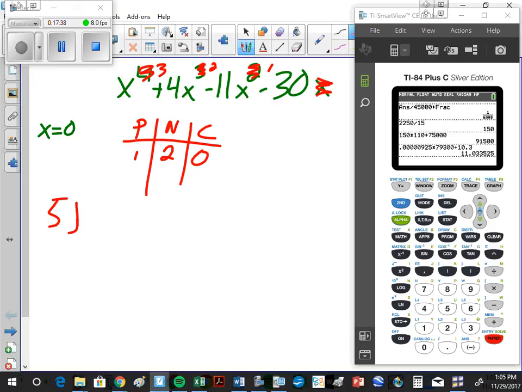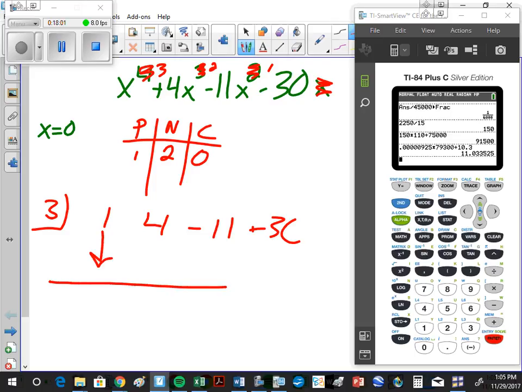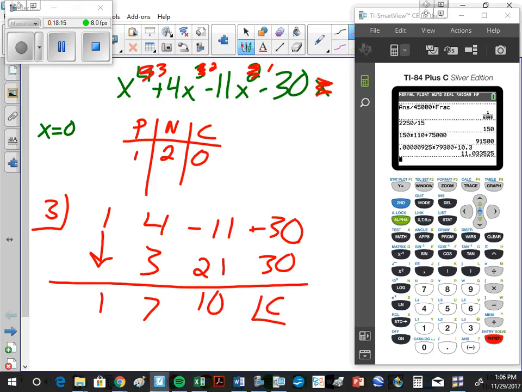5. Put 5 in the box. 1, 4, negative 11, negative 30. 1, 5, 9, 45. What do you think? Not going to work. All right, let's try 3. 1, 3, 7, 21. That's 10. And then 30, and we get 0. So I now know that x also equals 3.